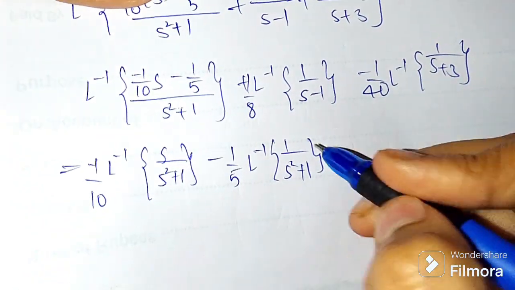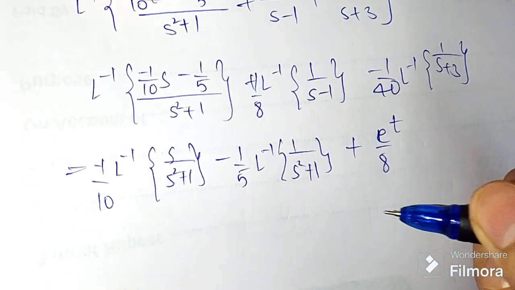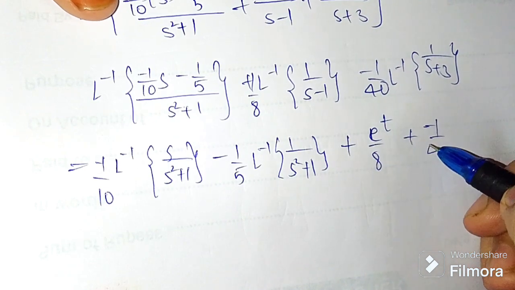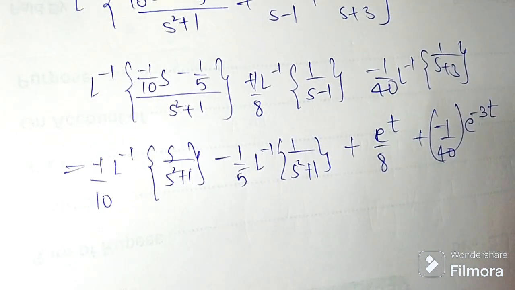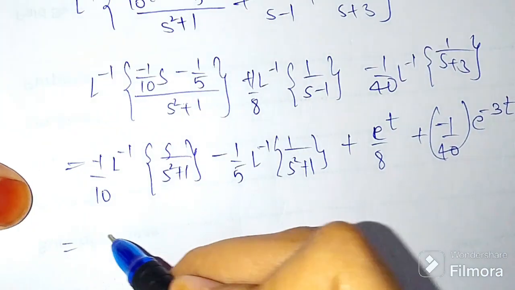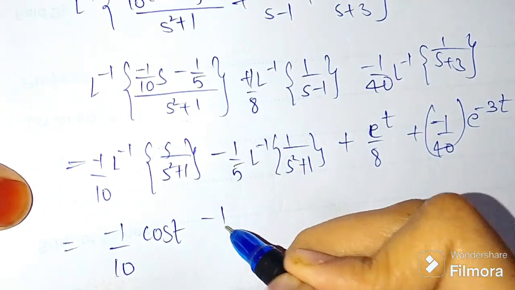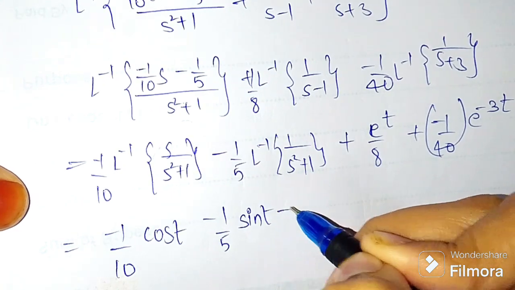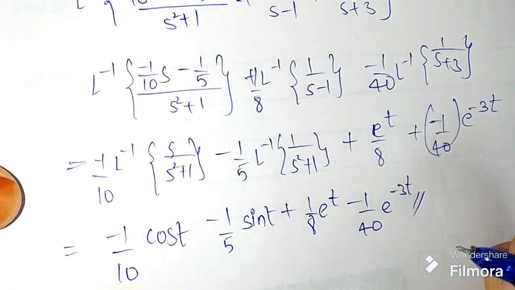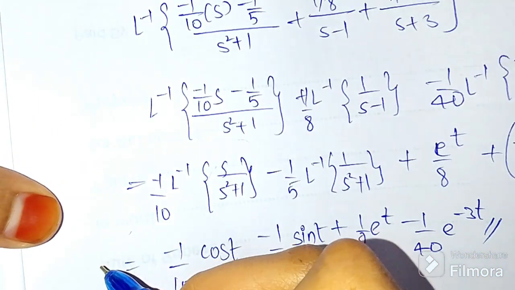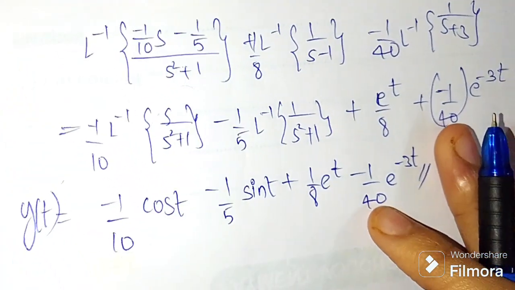Okay, so here what I'll get? 1 by 8 e power t. Next, here minus 1 by 40 into e power minus 3t, direct. Okay, so now this one is cos formula, so I'll write here cos t. Here sin t. Here 1 by 8 e power t minus 1 by 40 e power minus 3t. So this is my y of t. So we are done with the solution.